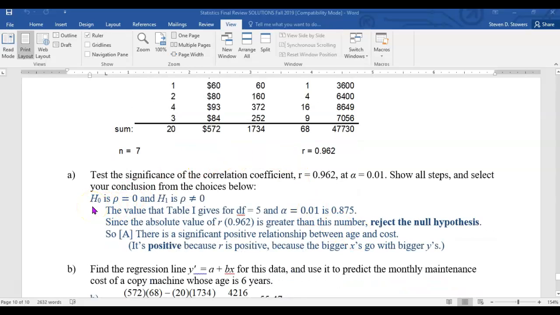So first of all, what are the null and alternative hypotheses? Well, the null hypothesis is that rho equals 0. Remember that sort of P looking letter is the Greek letter rho. And the alternative hypothesis is that rho does not equal 0. That's what they will always be for this kind of situation where you're testing the significance of the correlation coefficient. You just have to remember rho is 0 is the null hypothesis, and rho is not equal to 0 is the alternative hypothesis.